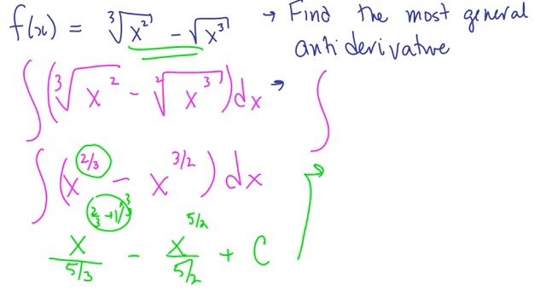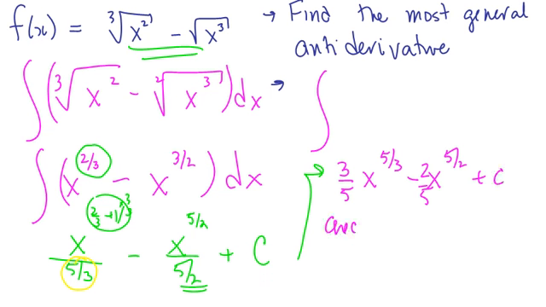Now I'm going to do the last step, which is to simplify this ugly expression, because there are fractions over fractions here. I'm going to take the denominator in each of these and flip and multiply. So that gives me 3/5 x to the 5/3 minus, flip and multiply, so 2/5 x to the 5/2 plus C.